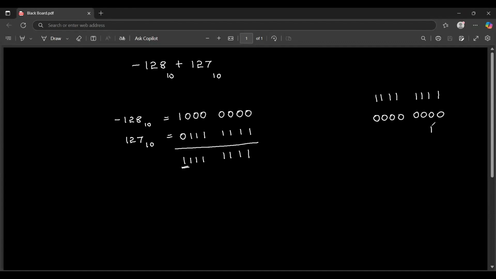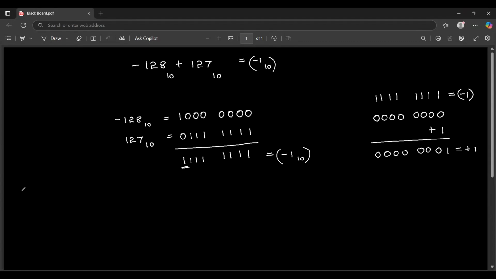00000000, and you add 1 to this number and you will get 00000001. We don't have to say the base. Okay, so this is equal to positive 1. So what will this number be? It will be negative 1. So the final answer will be negative 1 to the base 10.